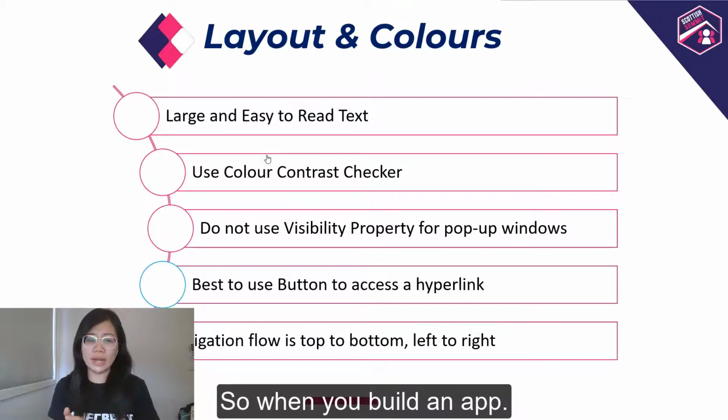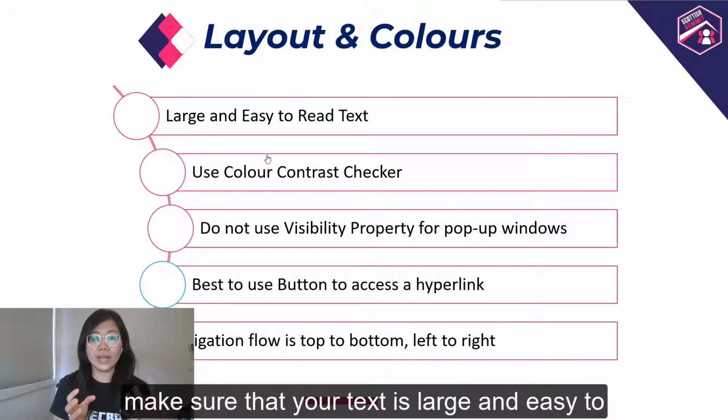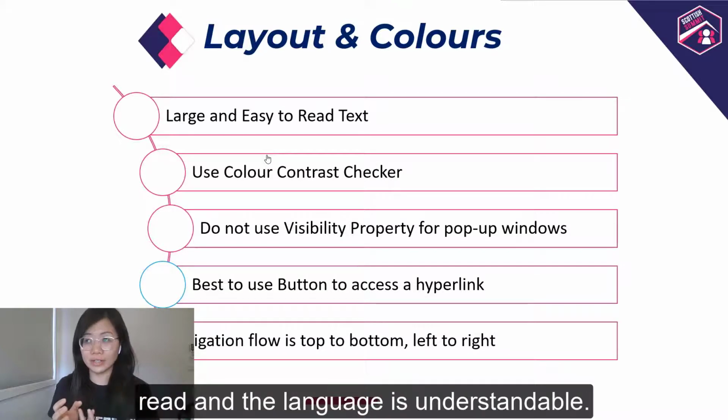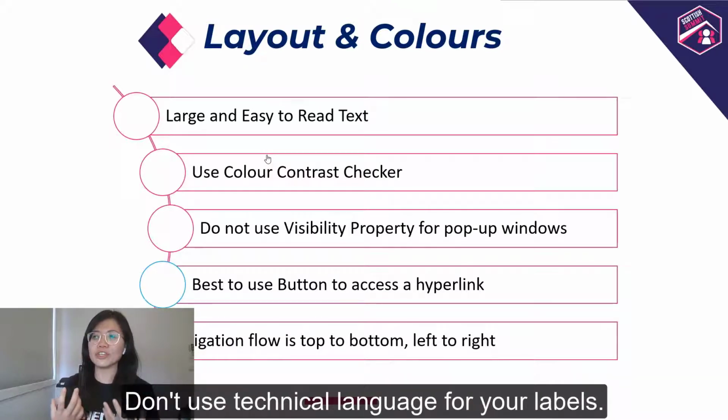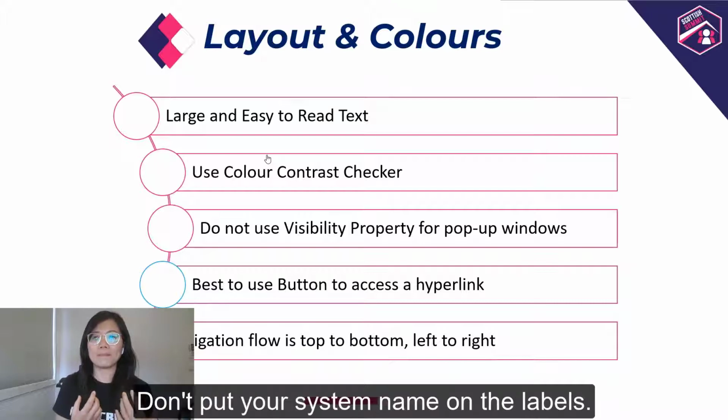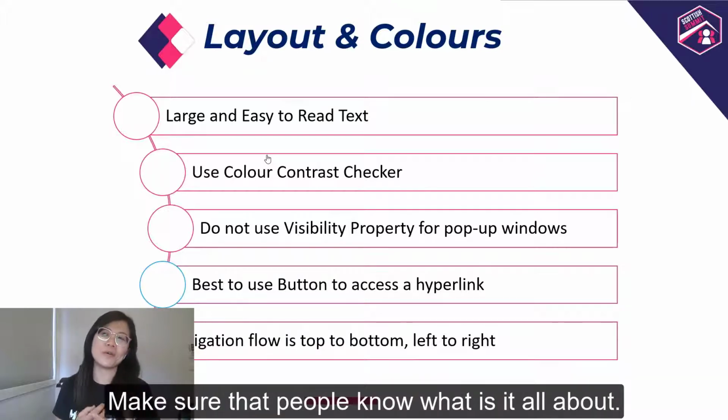So when you build an app, make sure that your text is large and easy to read and the language is understandable. This is very important with the language. Don't use technical language for your labels. Don't put your system name on the labels. Make sure that people know what it is all about.